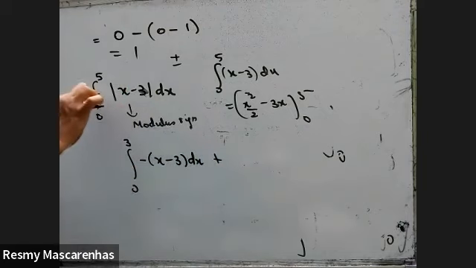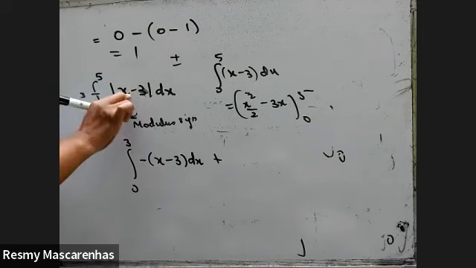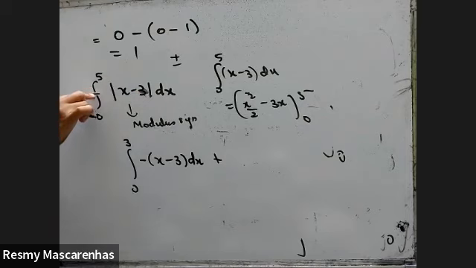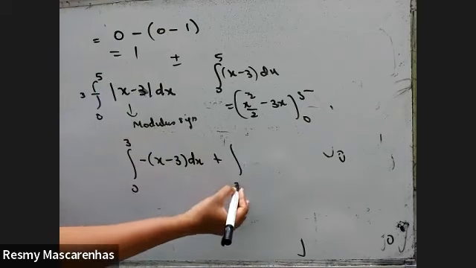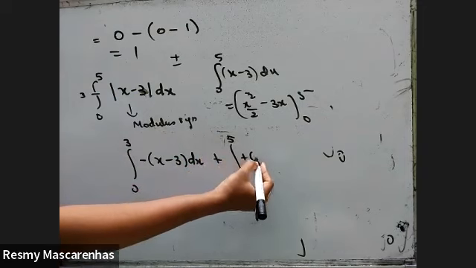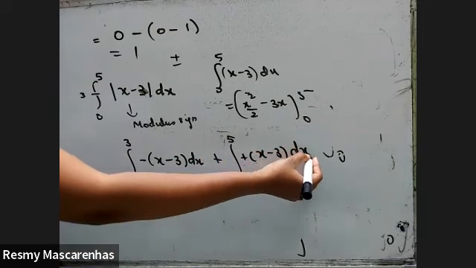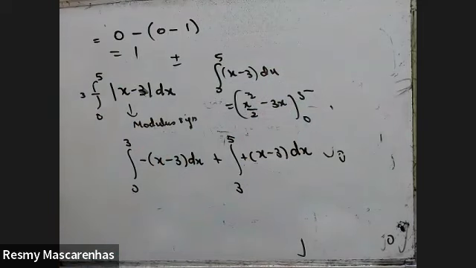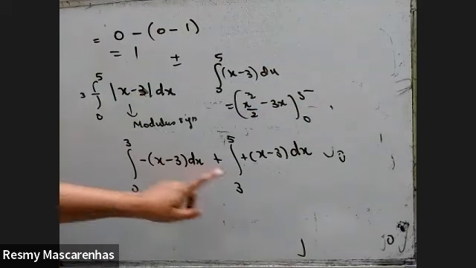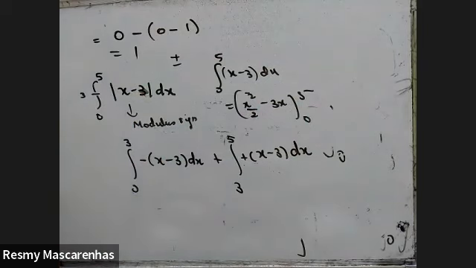And now if you use any number between 3 to 5, put and see. If you put 4, 4 minus 3 will be 1. If you put 4.5, anything more than 3, even 3.1, it will always be positive. So from 3 to 5, you will get positive values. You have to split the integral like this. If this was 2 here, then you have to split it from 0 to 2 and then 2 to 5. And now integrate it.